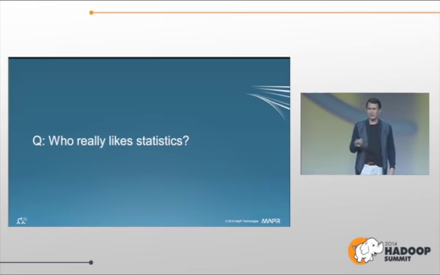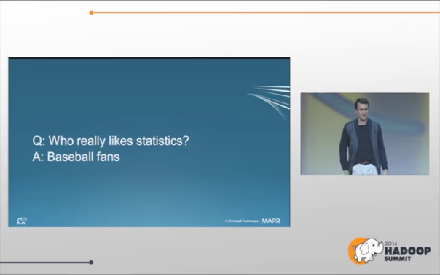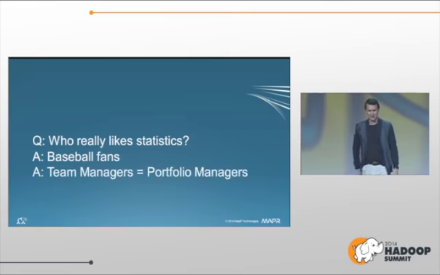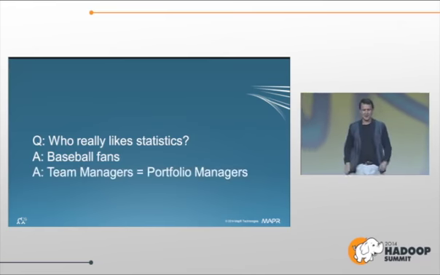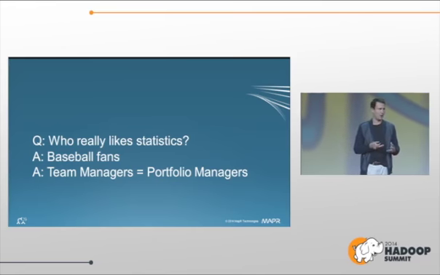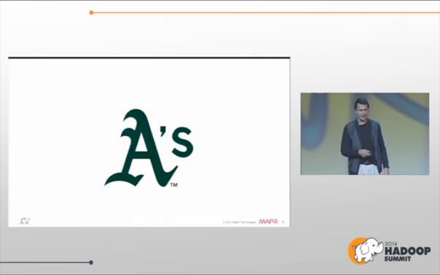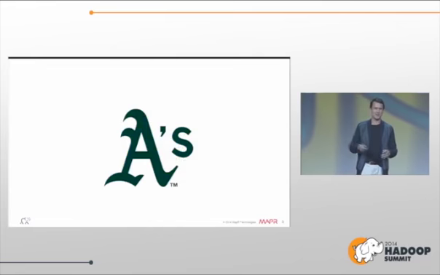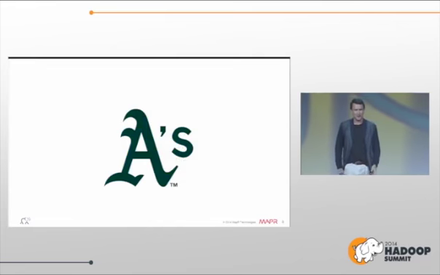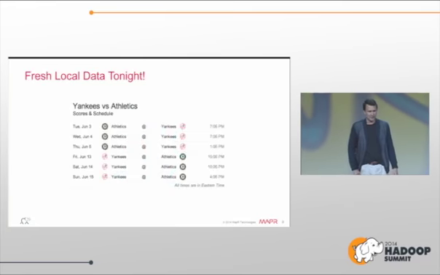Okay, so I realize I'm at Hadoop Summit here, and I'm not sure how many statisticians there are, or even data scientists, but who really likes statistics? The answer, of course, is baseball fans. Even more so, more than baseball fans, baseball team managers especially like statistics. And for those of you who are following how teams are managed in professional sports, managing a team of players is very similar to the way a financial analyst would manage a portfolio. And so just to make sure I hit all the audiences in the room at the same time, if you're not a statistician or a data scientist, maybe you're a baseball fan, and I'm going to talk a bit about the Oakland A's today. In particular, I'm going to be talking about some fresh local data that's coming up.